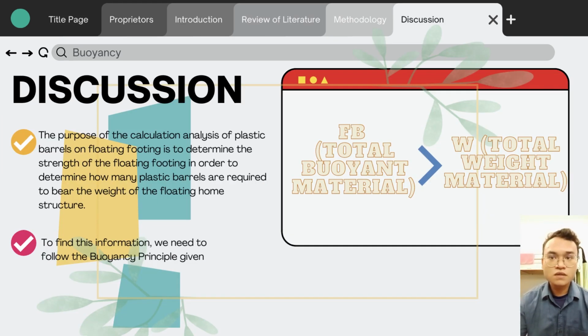So the next part is the discussion. In this part, I will be explaining the purpose of the calculation analysis. The purpose of the calculation analysis of plastic barrels on the floating footing is to determine the strength of the floating footing, in order to determine how many plastic barrels are required to bear the weight of the floating home structure. To find this information, we need to follow the buoyancy principle, which is FB, the total buoyant force, must exceed the W, the total weight of the material itself.